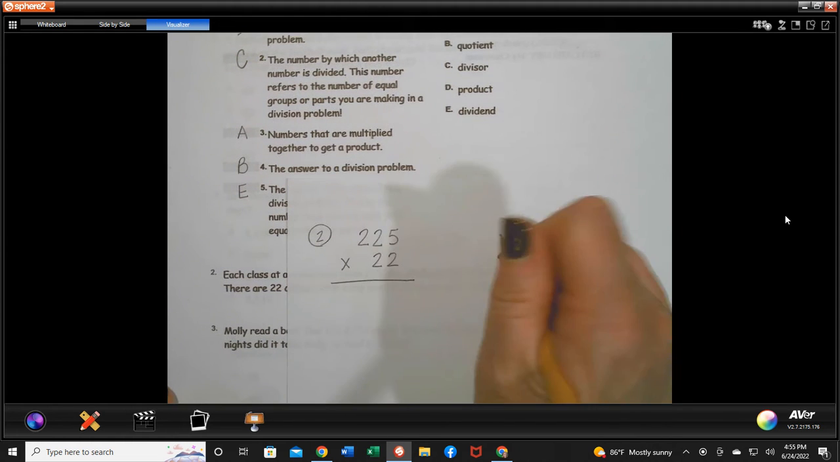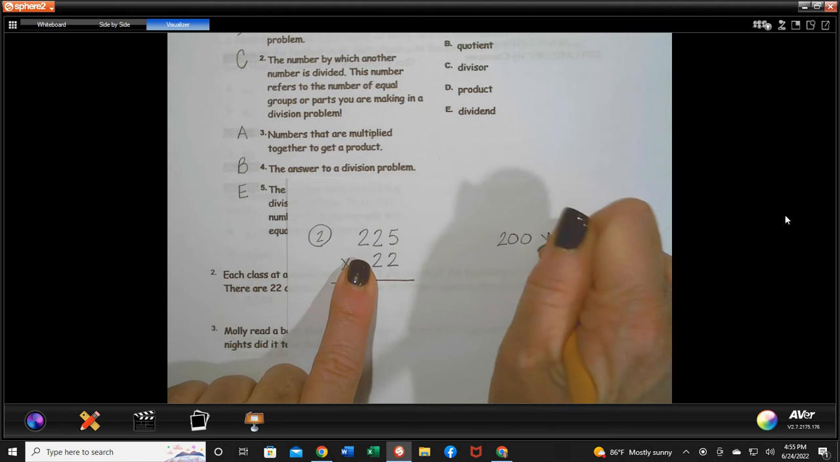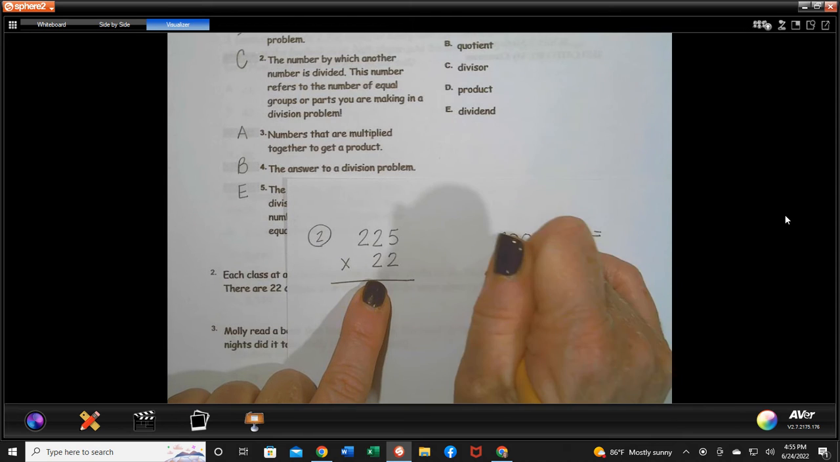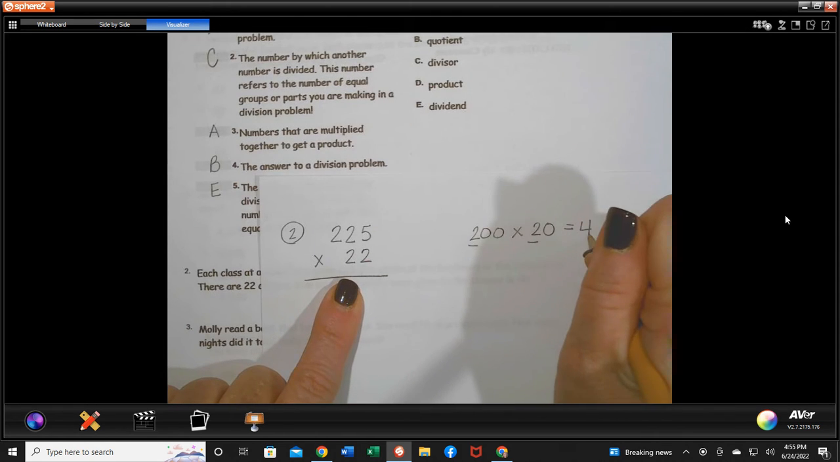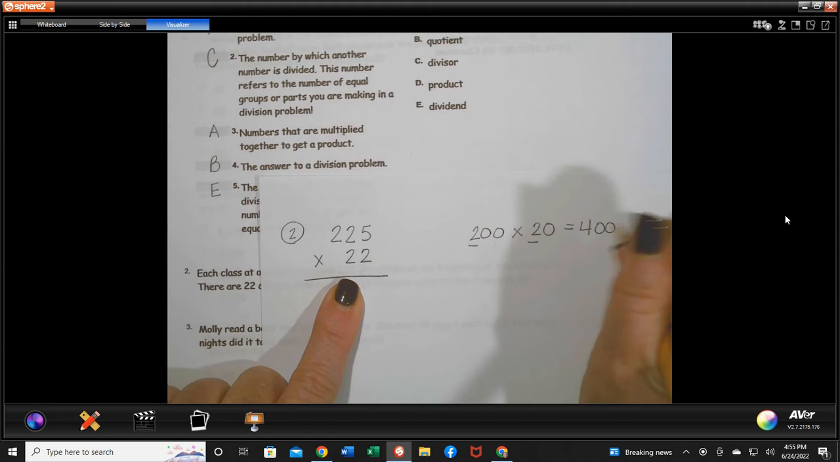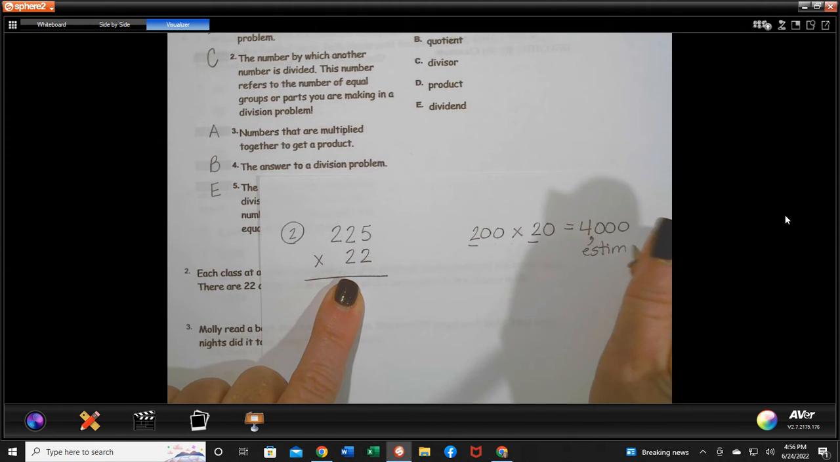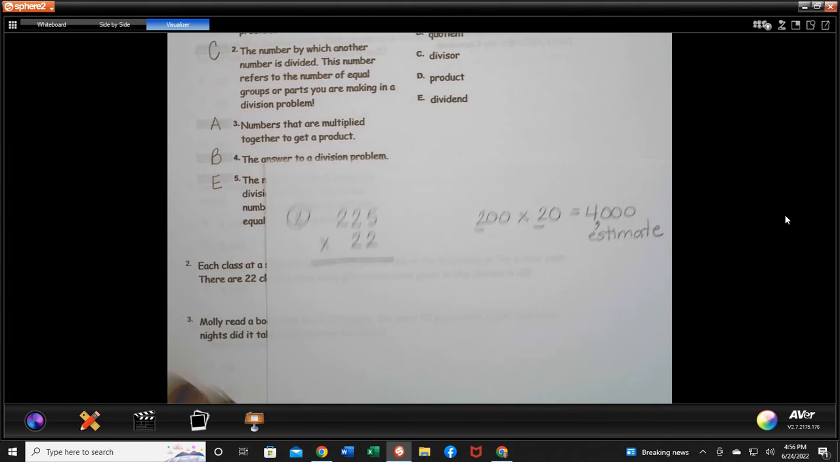Now, I'm going to get a real quick estimate. I like to do the front digit estimates. So 225 rounds to 200. 22 rounds to 20. All right. So my basic fact is 2 times 2 is 4. And I have 3 zeros in my two factors. So I have an estimate of 4,000. All right, so that estimate's going to help me see if my answer is reasonable.